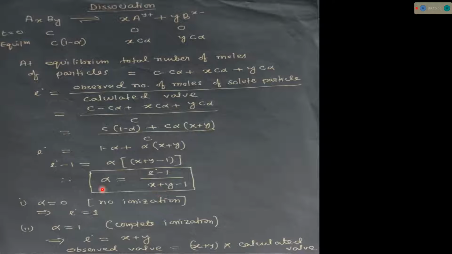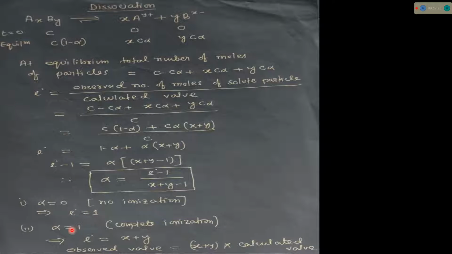So see in this case, if alpha is equal to 0, meaning there is no dissociation, then i becomes 1. This part becomes 0, so i becomes 1, which means the observed value is equal to the calculated value. So when there is no association or dissociation, from these expressions we can say alpha is equal to 0, i equal to 1. This means the observed value equals the calculated value.